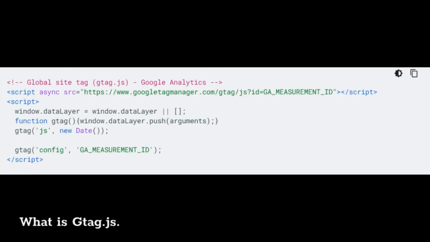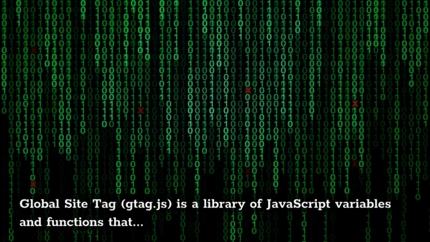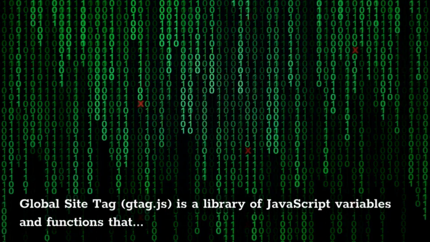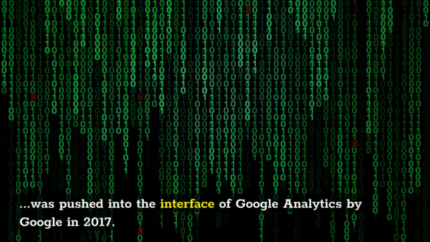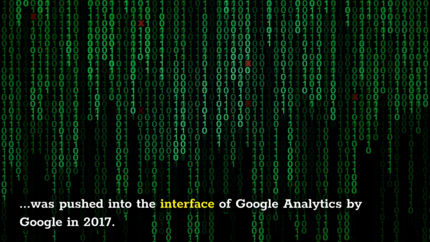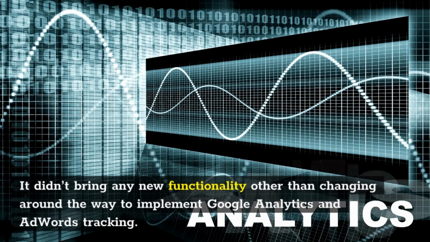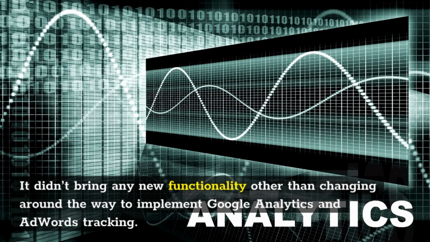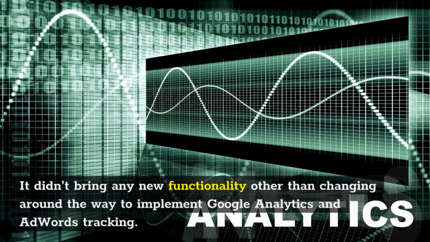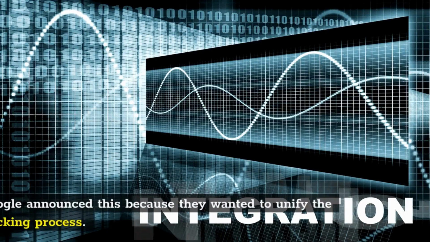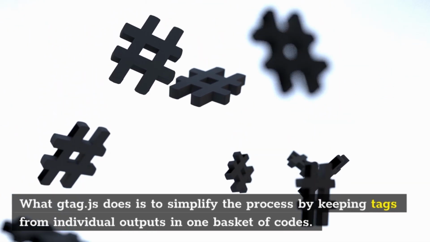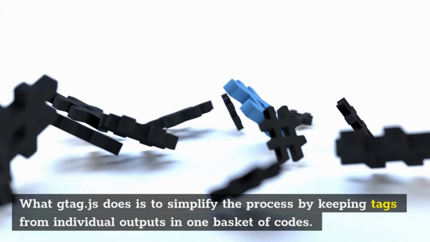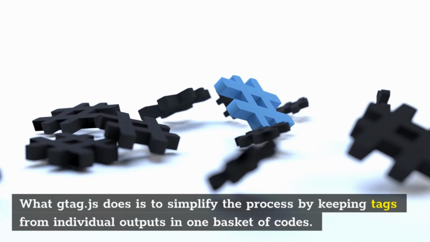What is Gtag.js? Global Site Tag, Gtag.js, is a library of JavaScript variables and functions that was pushed into the interface of Google Analytics by Google in 2017. It didn't bring any new functionality other than changing around the way to implement Google Analytics and AdWords tracking. Google announced this because they wanted to unify the tracking process. What Gtag.js does is to simplify the process by keeping tags from individual outputs in one basket of codes.